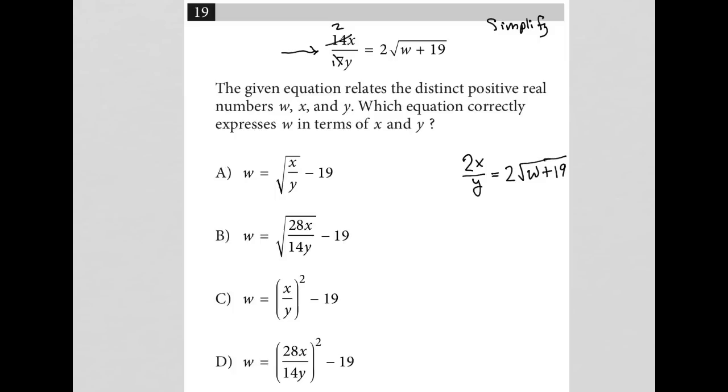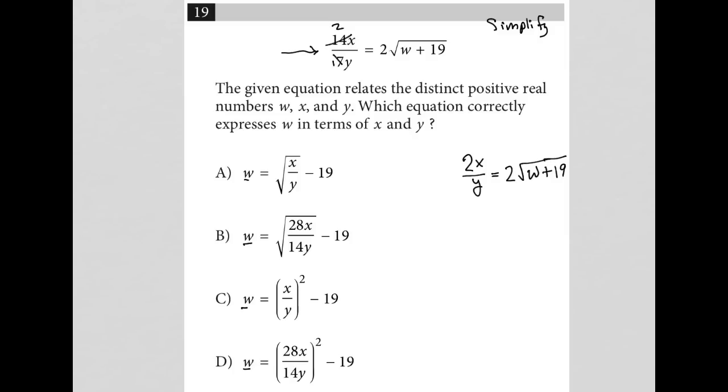The question goes on to say the given equation relates the distinct positive real numbers w, x, and y. Which equation correctly expresses w in terms of x and y? So as we can tell by all the answer choices, I'm just looking to isolate my w.